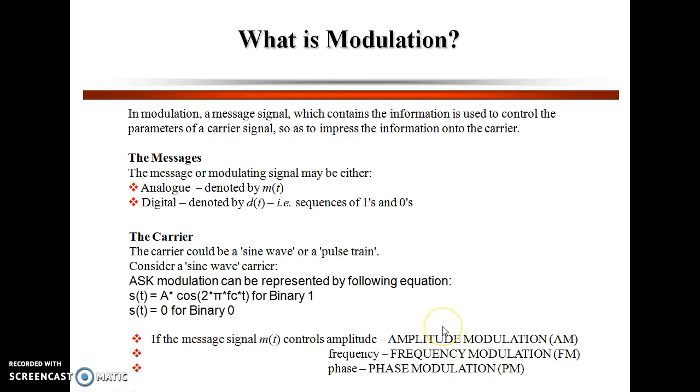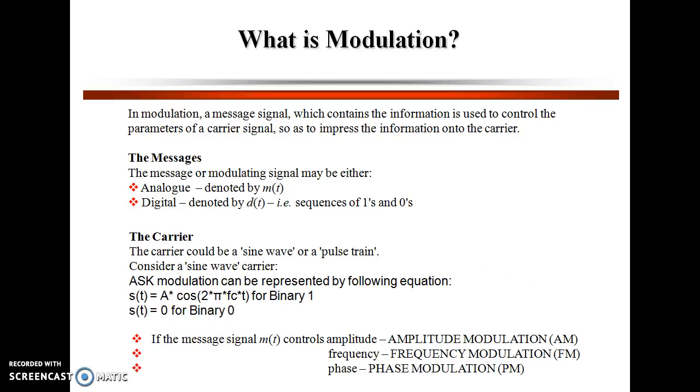Now what is modulation here? In modulation, a message signal which contains the information is used to control the parameters of a carrier signal so as to impress the information onto the carrier. So what are these messages? These are nothing but the modulating signal, and these are either analog type or digital type. The carrier is nothing but a sine wave or a pulse train. So in case of pulse modulation systems we are using the pulse train. Consider the sine wave carrier.